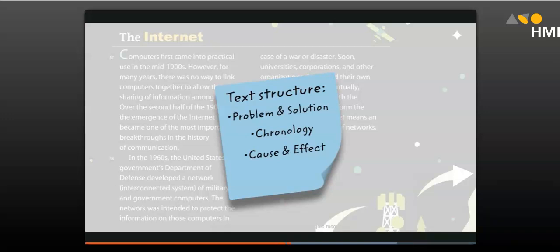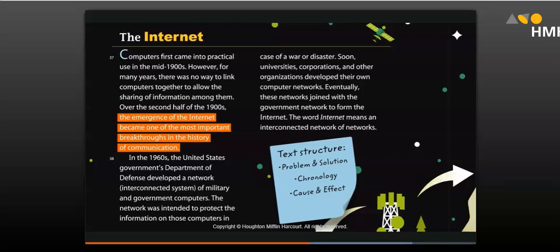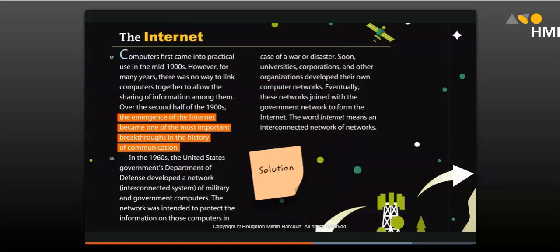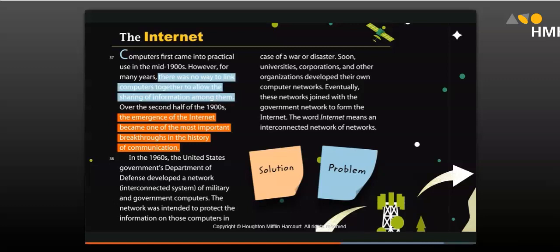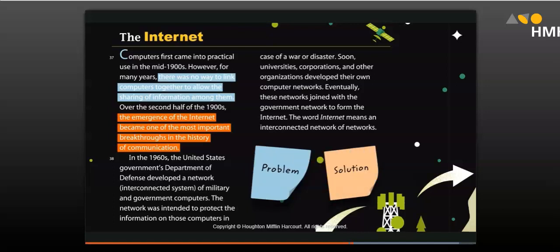Okay, now let's think about the text structure of the first paragraph. Which of those 3 do you think the author is using? Well, you know what we said the main idea is? About the start of the Internet? Yeah, well, I think that sounds like a solution to something, because it says it was a breakthrough. Okay, great. So, what do you think the problem was? I think it has to be that there wasn't a good way for all those people using computers to share information. It says right here, for many years there was no way to link computers together to allow the sharing of information among them. Good job. So, we're looking at a problem-solution text structure in the first paragraph.